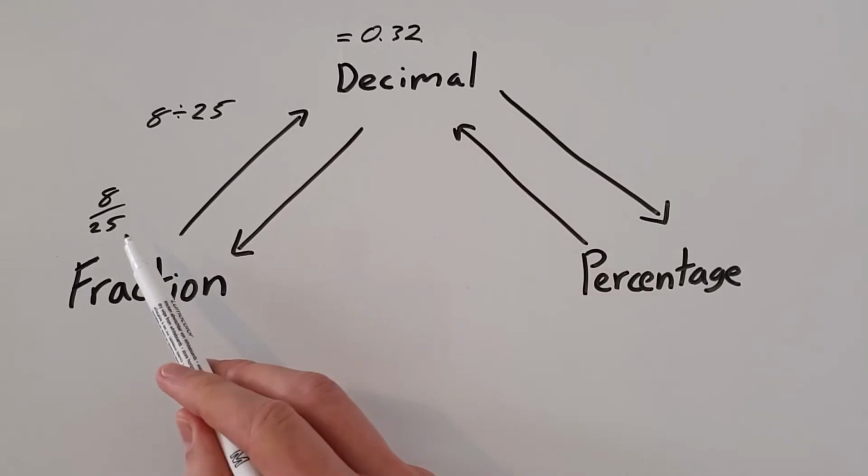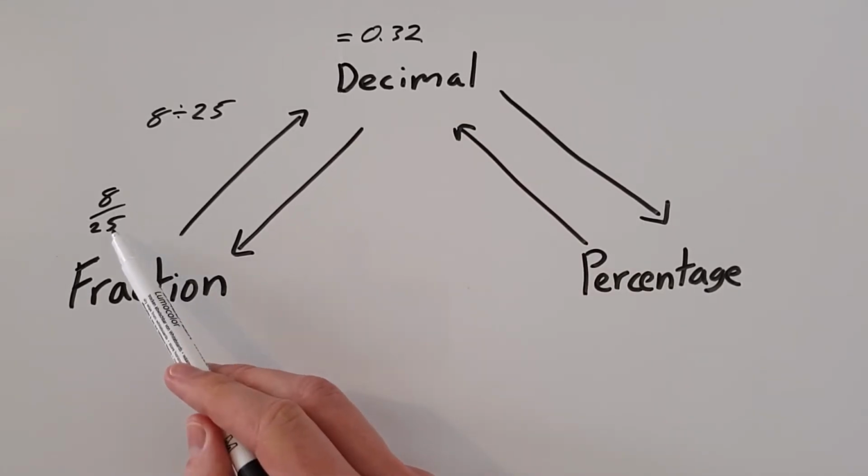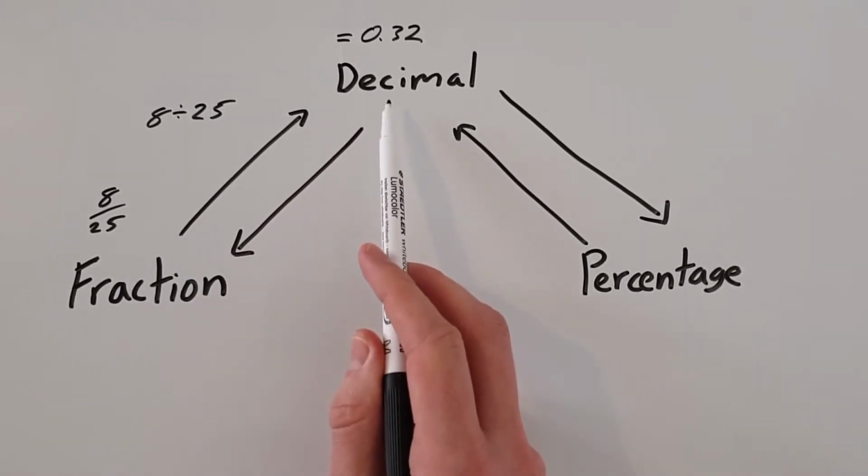And that's it. That's converting our fraction into a decimal. All you do is just divide it. You just do 8 divided by 25. So you do your numerator divided by your denominator to get your decimal.